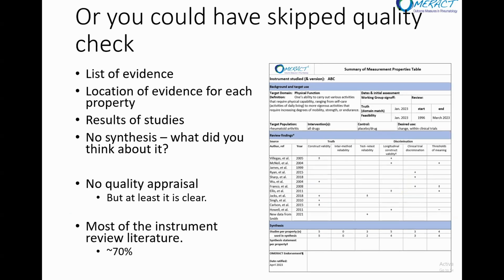So the next step for us is to do that synthesis. We could have skipped the quality part and just did the results. So you'd have a list of the evidence, what studies are contributing which evidence. You'd have the results. You'd have no synthesis and nothing to say what did you think about it, and no quality appraisal. But again, at least it's clear. And a lot of the literature reports like this. At OMRAT, however, we do want that synthesis.